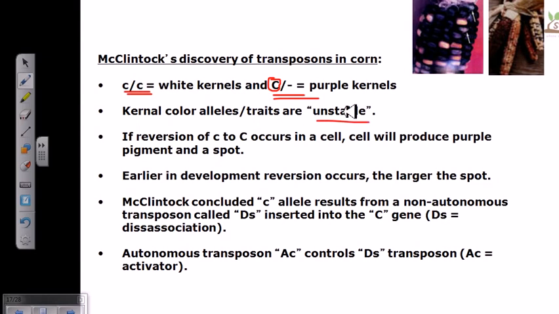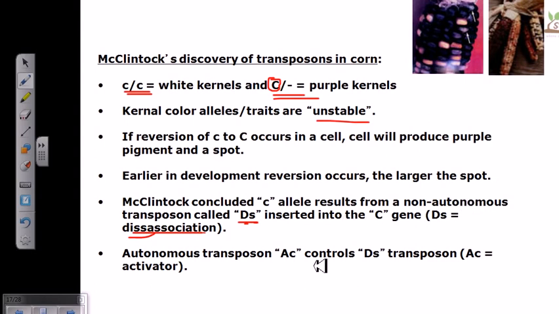They are unstable because they vary pretty rapidly and continuously. She concluded that the small c allele results from a non-autonomous transposon called Ds, and Ds stands for dissociation. The dissociation transposon was the first term she included. It is a non-autonomous transposon, meaning it cannot transpose itself from one place to another on the gene, so it depends on other transposable elements for doing this.